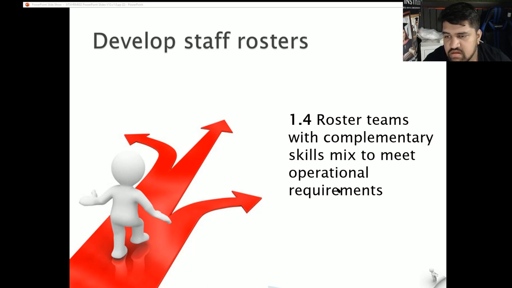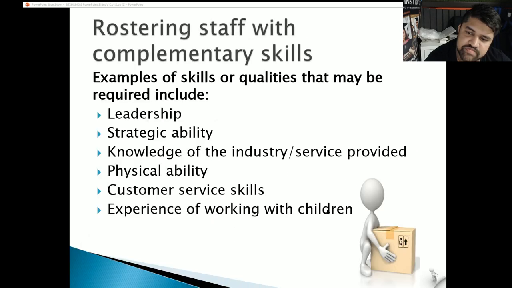1.4. Roster teams with complementary skills mix to meet operational requirements. So, rostering staff with complementary skills. Examples of skills or qualities that may be required include leadership, strategic ability, knowledge of the industry, service provided, physical ability, customer service skills, and experience of working with children.